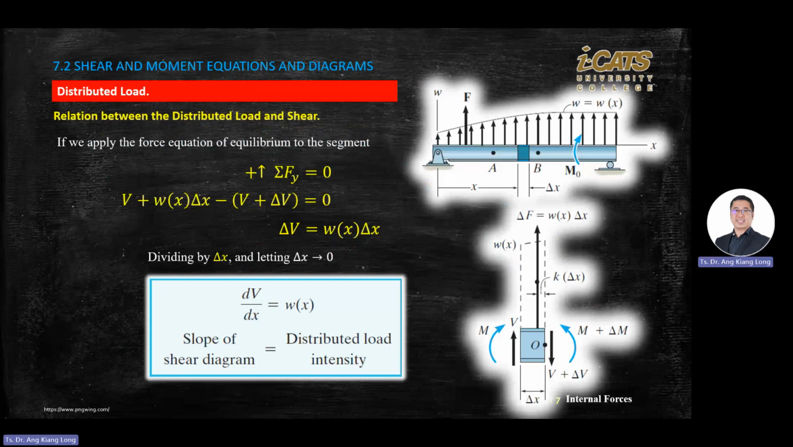Okay, this one is important, where you are given a distributed load and you need to calculate dV over dx equal to distributed load. Slope of the shear diagram will equal the distributed load intensity. It means from the graph, you can convert back to the real scenario.